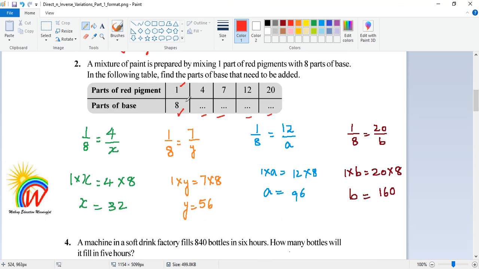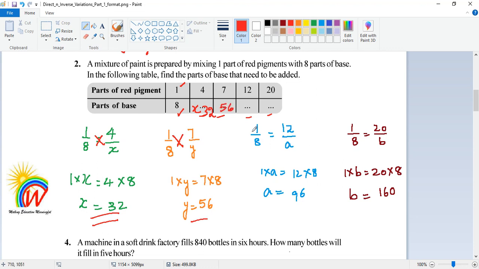The simplest way to do it is, you have 1 and 8, you write 1 by 8 equals 4 by, let us say this is x. The blank space I will take as x. So you just cross multiply now. So 1 into x equals 4 into 8. So x equals 32. So you will get 32 here. Now I have the 7. I will do the same way. 1 by 8 equals 7 by y. So similarly cross multiplication: 1 into y equals 7 into 8. So y is 56. So you get 56 here.